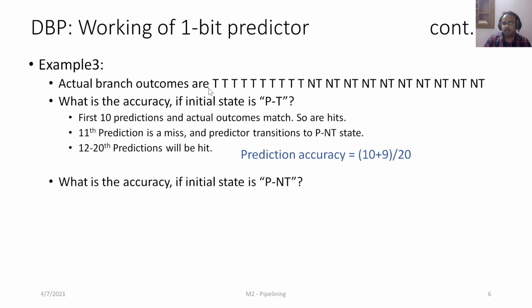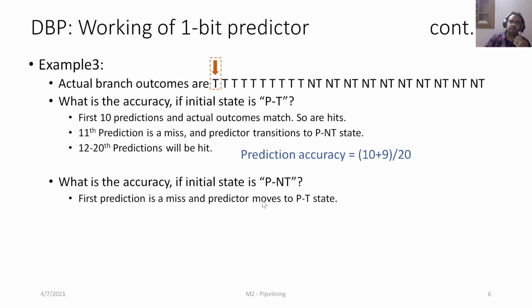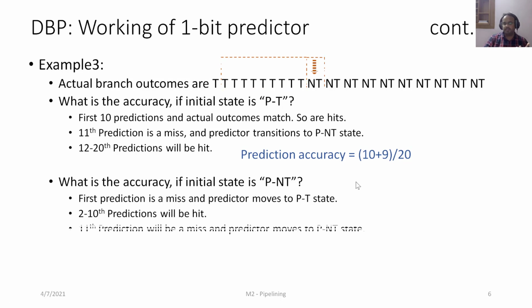For the same branch outcome pattern, if you look at the one bit predictor which is starting at the PNT state, it looks slightly different. The very first prediction itself will be a mismatch, because in the PNT state we will say that the branch will not be taken, but the actual branch outcome is taken. So this will count as a misprediction and we'll switch state to predict taken. The next 9 times we are going to predict that it will be taken, and indeed the branch was taken. So all the 9 will be hits.